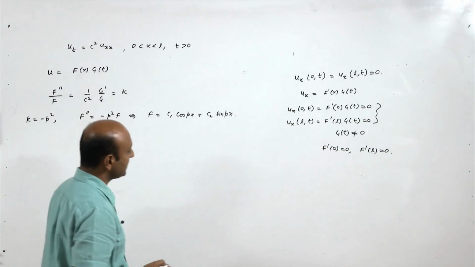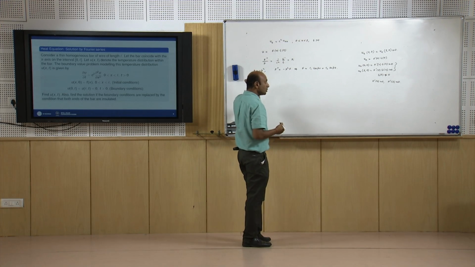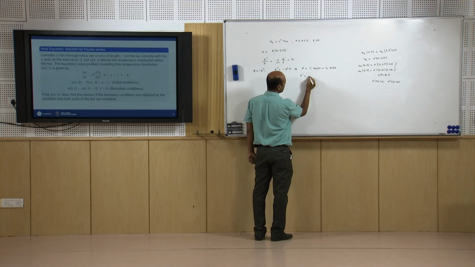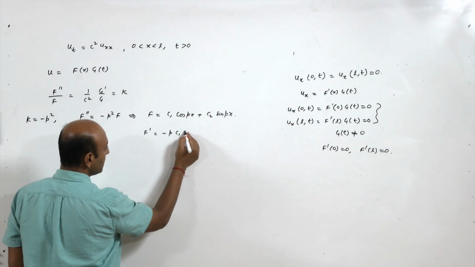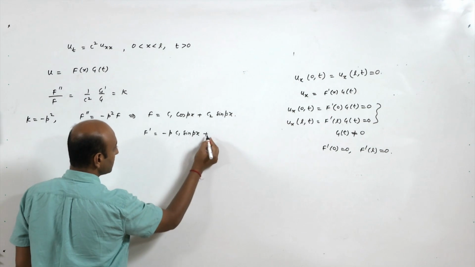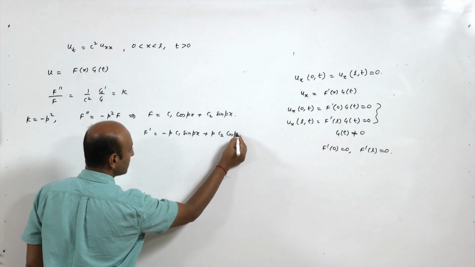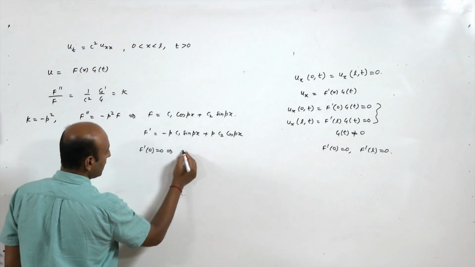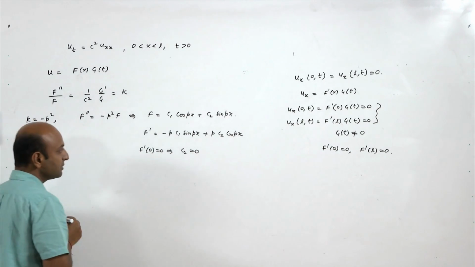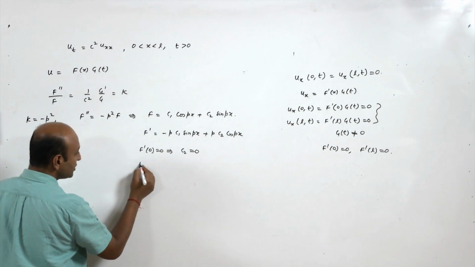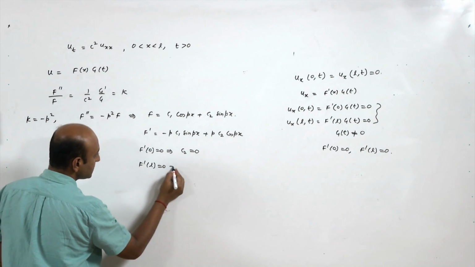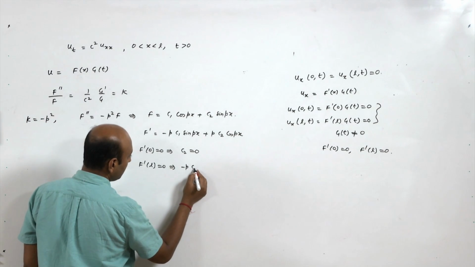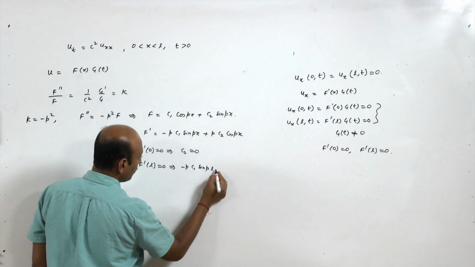So, when we apply this over here, what will we get? f dash is minus p c1 sin px plus p c2 cos px, and f dash 0 equal to 0 implies c2 equal to 0 because p can't be 0, and f dash L equal to 0 implies minus p c1 sin pL equal to 0.